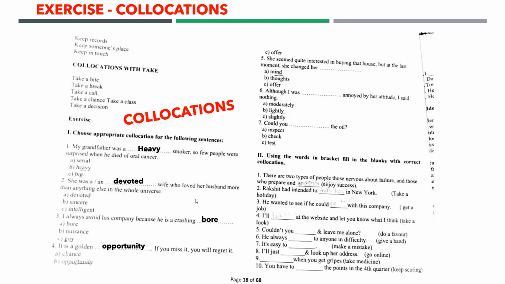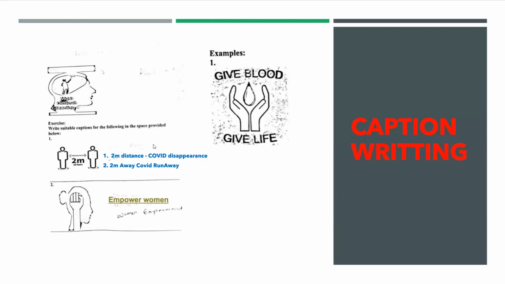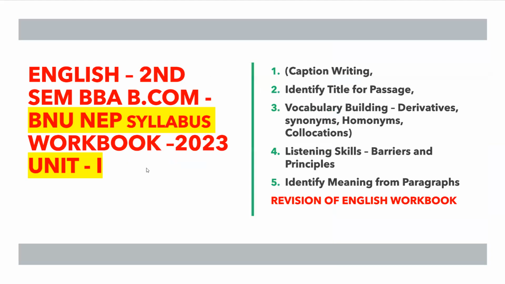Then the collocations: selecting the right word for the sentence. Then caption writing: you will have a picture, and what you can see in that picture, you have to write. Here you can see what they are trying to say. A woman is there, hand, empowerment, woman empowerment. Then two people are there, 2 meter. Really, this is a recent situation that we all faced. So 2 meter distance, COVID disappears, something like that. 2 meter away, COVID run away.